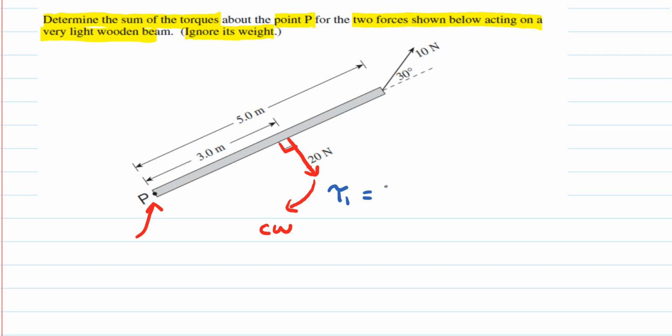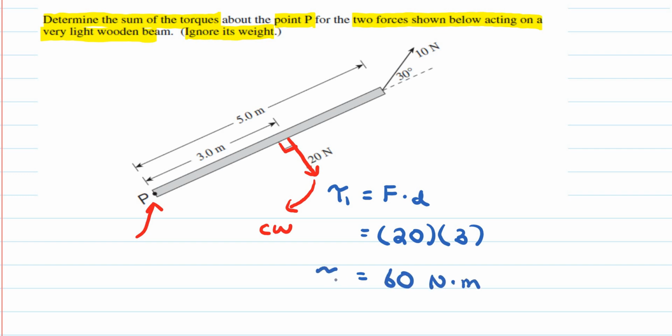Any torque can be calculated by the force perpendicular times the distance. And the force in this case is going to be 20 newtons, and that 20 newtons is already in the perpendicular direction, and the distance from the pivot point is 3. All right, so 20 times 3 is going to be 60, so 60 Newton meters. That is the first torque.